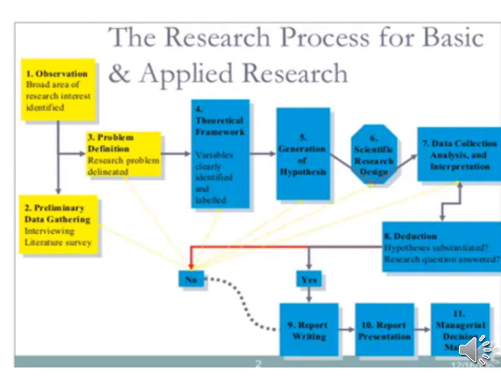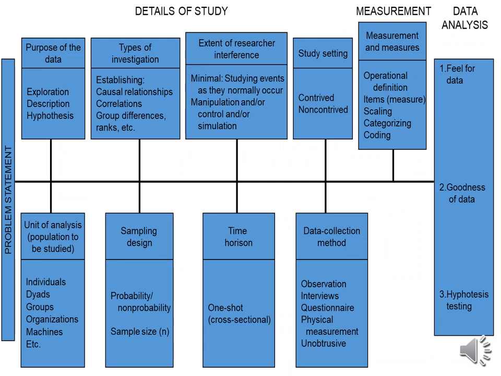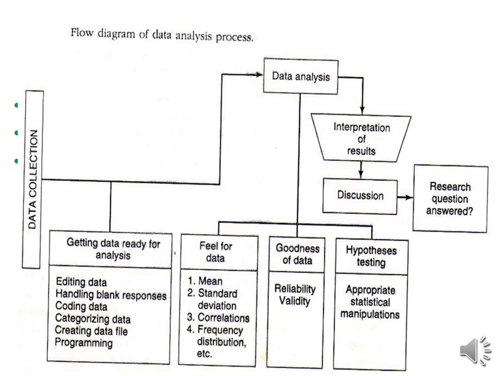Dear students and viewers, today we are going to discuss Module 4, data analysis process, Step 8: goodness of data. As you know, in the research process for basic and applied research, Step 6 is scientific research design. Scientific research design basically has three main parts: details of study, measurement and data analysis. Now we are working on data analysis. You have seen here the data analysis framework.